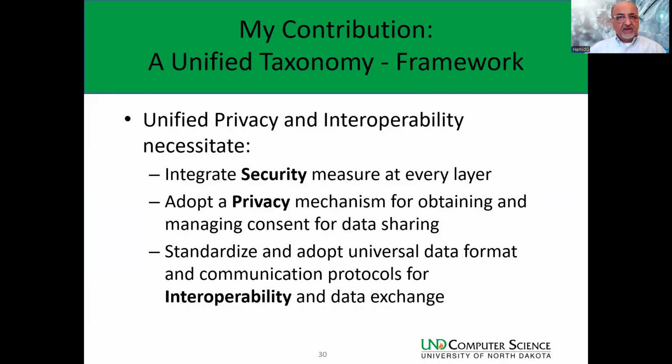At the heart of this is unified privacy and interoperability. It necessitates that you have security integrated at each layer, adopt a privacy mechanism for obtaining and managing consent for data sharing at each layer, and standardize and adopt a universal data format and communication protocol for interoperability. Again, you can see that security, privacy, and interoperability at each layer become very important.